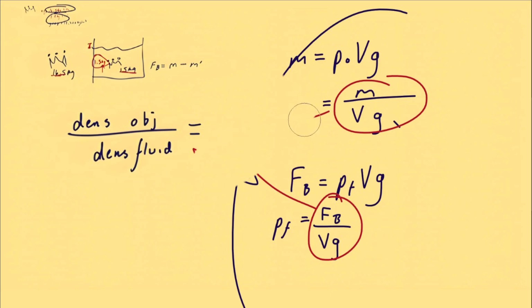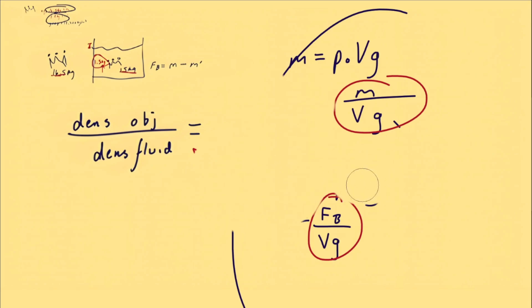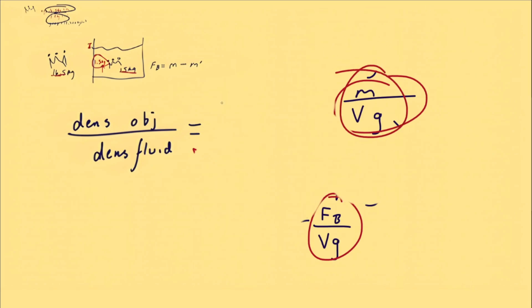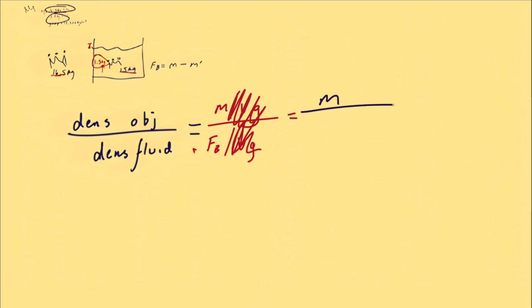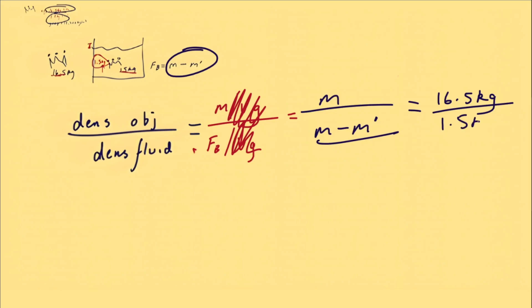Let's go back and plug these into our fraction. It would look something like this: density of the object divided by density of the fluid. We can cancel these Vg's to get m over buoyant force. From here, we can expand buoyant force into this, which is mass minus the mass underwater. And we know these values. Mass is equal to 16.5, and the difference in mass is 1.5. So here's our new equation.